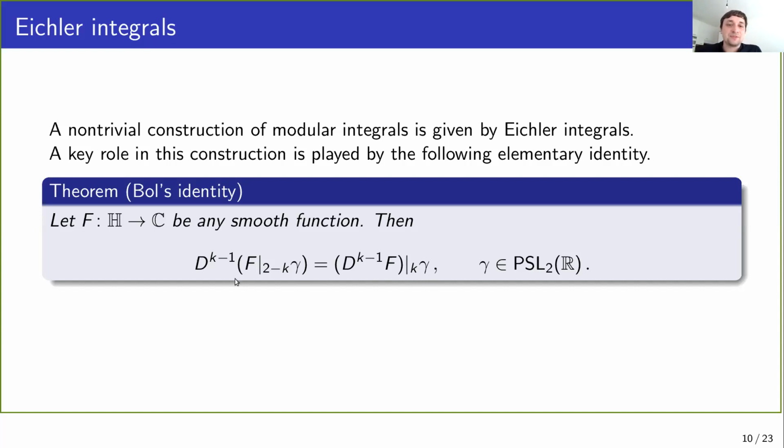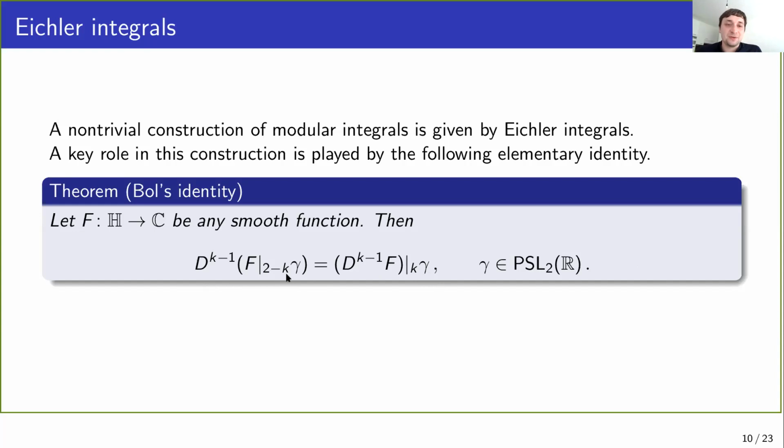I mean, it's not very hard to prove. Well, one thing that may be more familiar: if you take k to be 2, then the identity is just saying, if you differentiate the function where you substitute, so this would be weight 0, so this would be just f of gamma tau, then this identity is just the chain rule for differentiation.